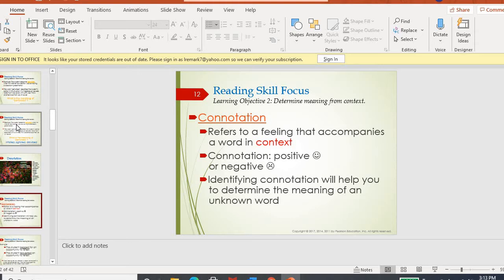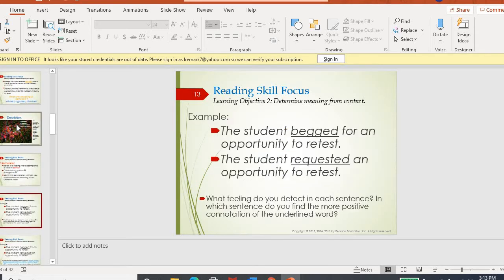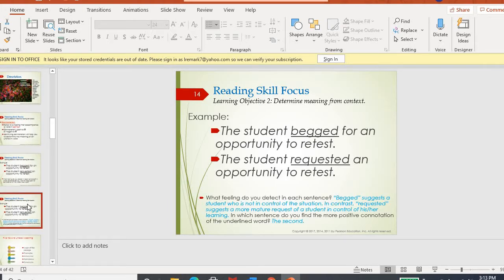Connotated meanings sometimes project positive or negative feelings, and that can help you understand how a word is being used in a selection as well. Here's another example. The student begged for an opportunity to retest. The student requested an opportunity. Again, very similar in denotative meanings, but connotatively, the word request has a little bit more respect to it, right, than maybe if they were begging. So connotation and denotation are things to just be aware of.